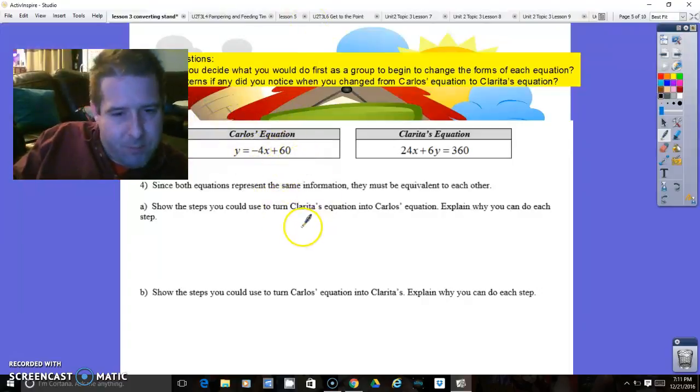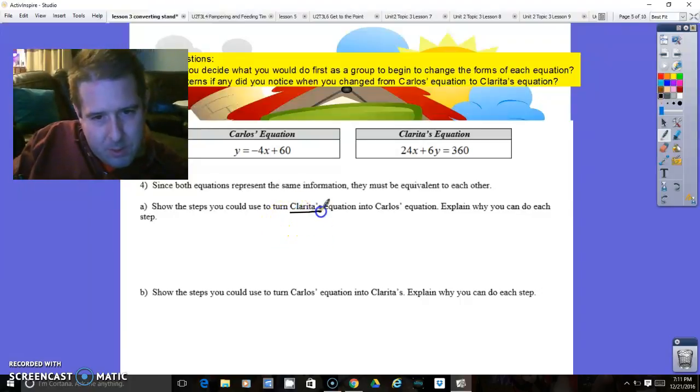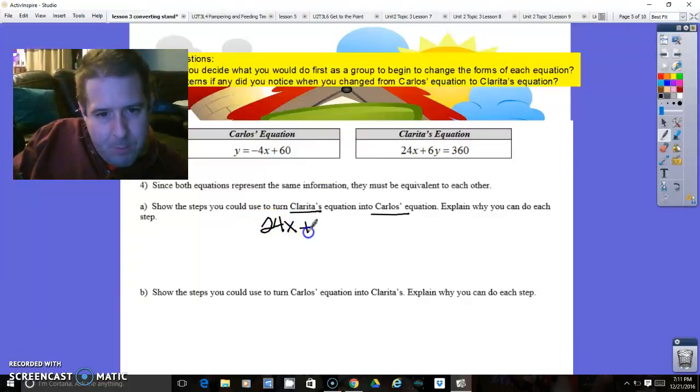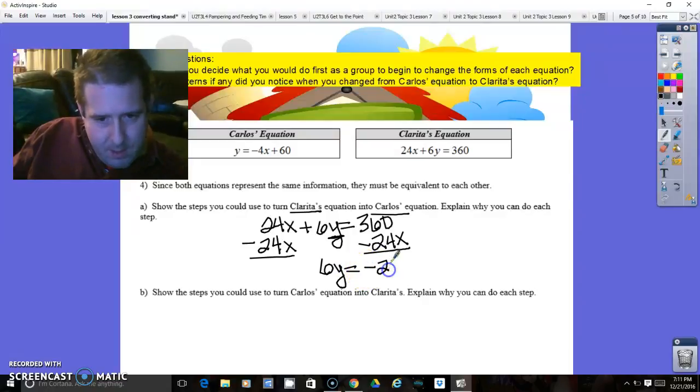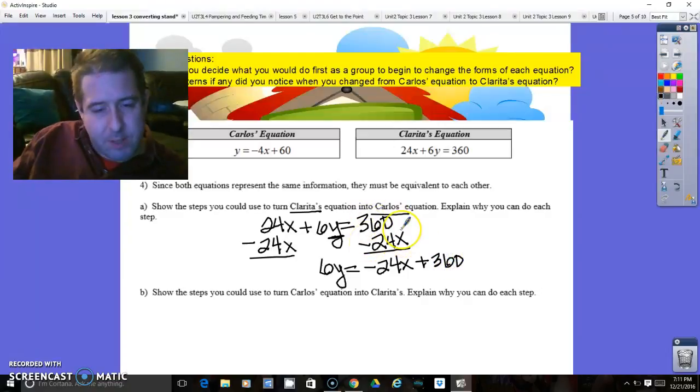So now I'm going to take one form and change it to the other. So in this case, we're going to start with Clarita's and turn it into Carlos's. So that's Clarita's over here. So 24x plus 6y equals 360. So if I want to solve this for y, which is y equals, means it's in slope-intercept form. First thing I would do is subtract 24x from both sides using the subtraction property of equality. Once I've done that, that leaves me with 6y equals negative 24x plus 360. Now, I know most of you want to put 360 minus 24x, but I'm going to put it in y equals mx plus b format. Divide both sides by 6.